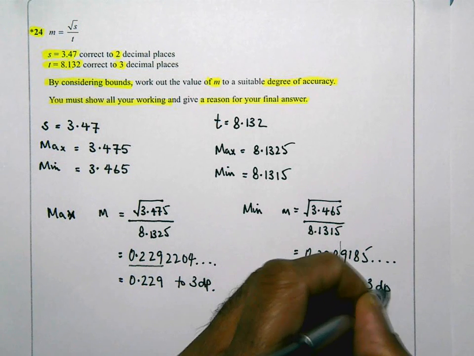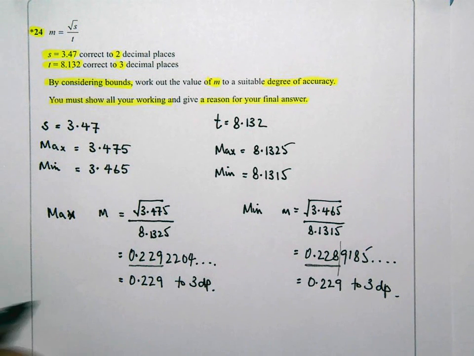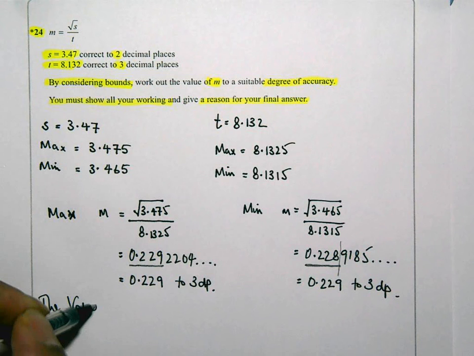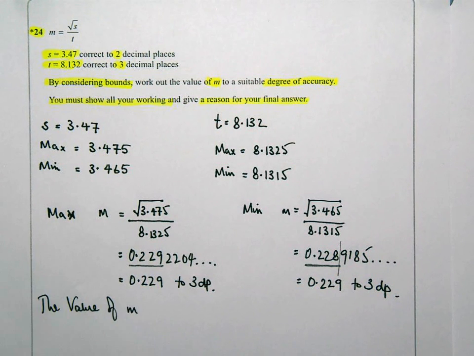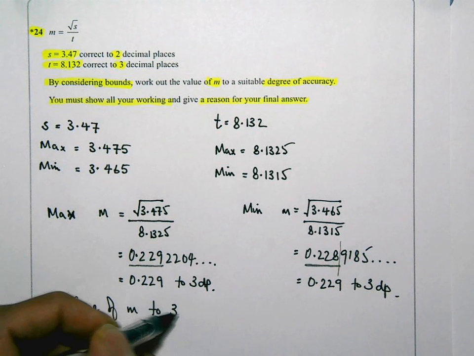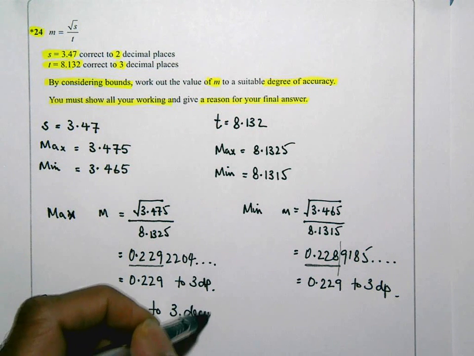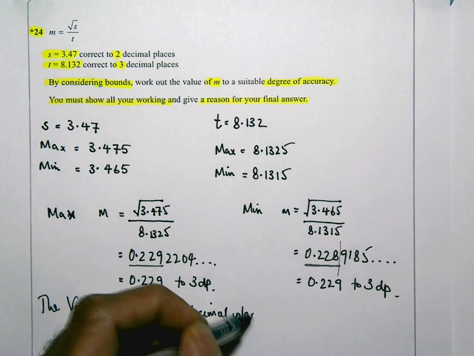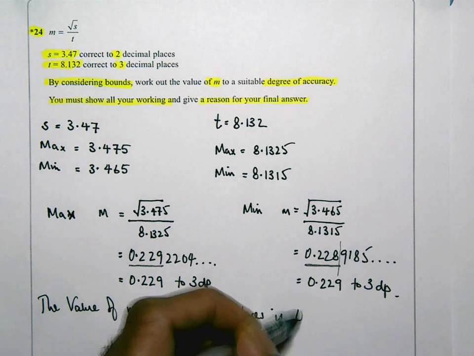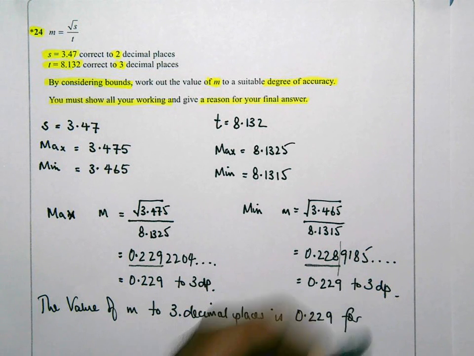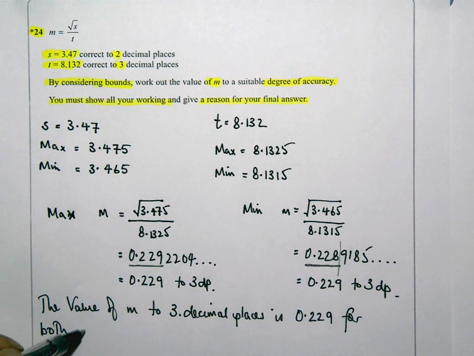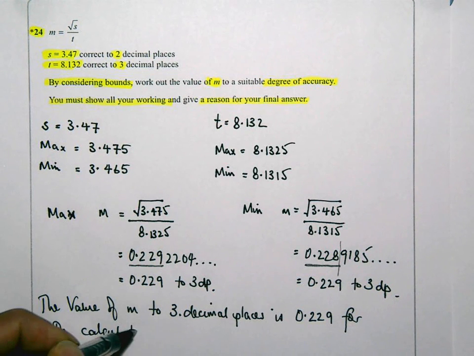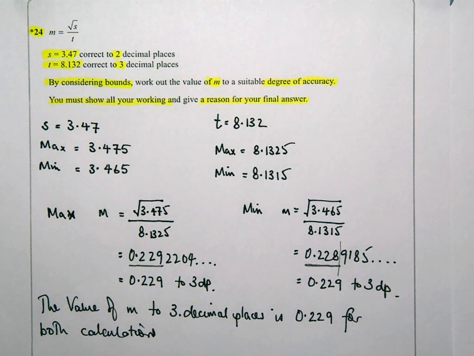And the sentence I'm going to put at the end is: the value of M to 3 decimal places is 0.229 for both calculations. Just thinking about if I need to put anything more for that, and that's a fairly complete solution.